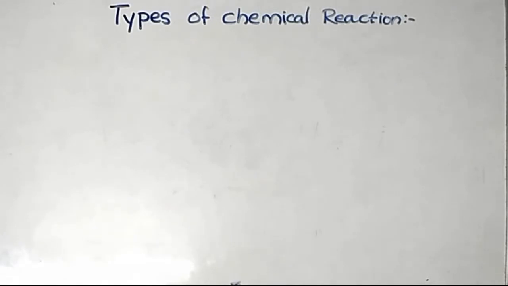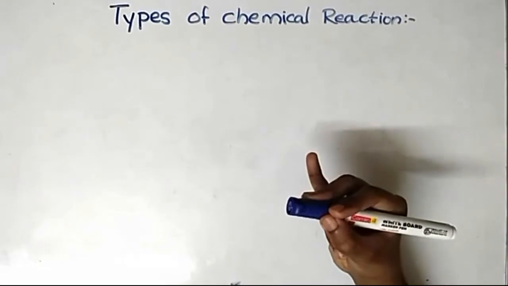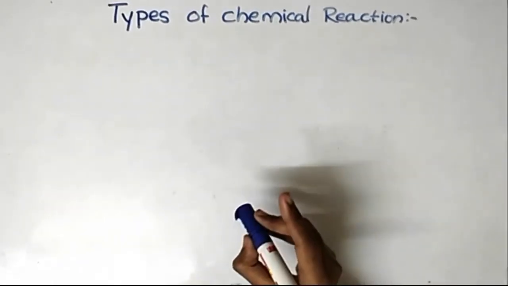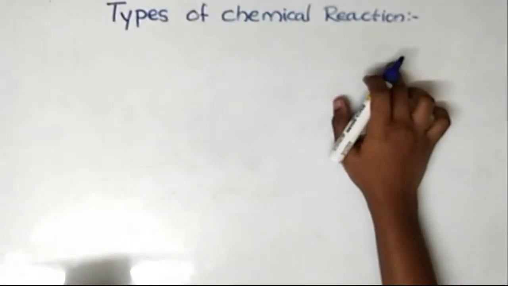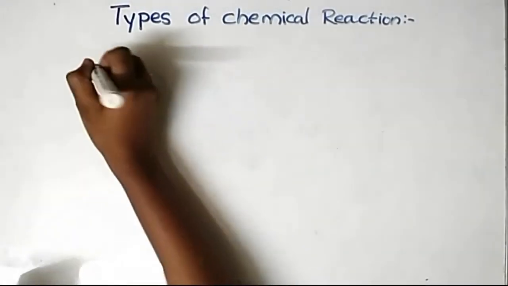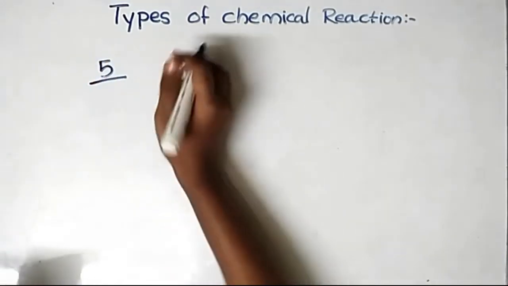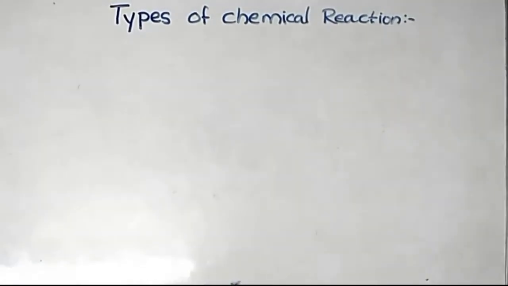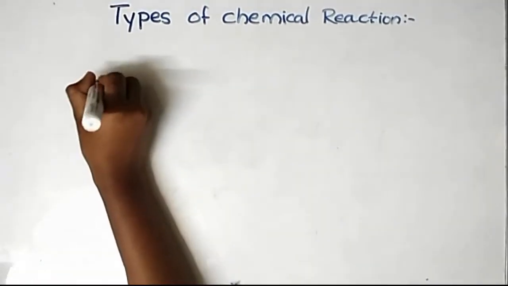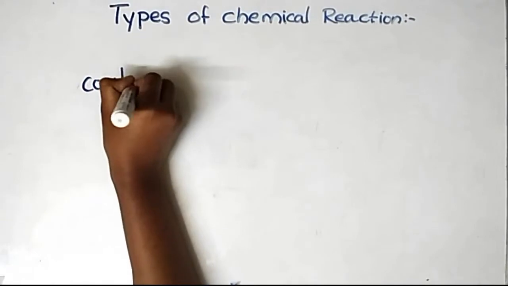Let's get started. We already discussed the chemical reaction and balancing of chemical reactions. If you haven't watched it, the link is in the description. So first we are going to study the types of chemical reaction. There are 5 types of chemical reactions: combination reaction, decomposition reaction, displacement reaction, double displacement reaction, and redox reactions. So first we will study the combination reaction.